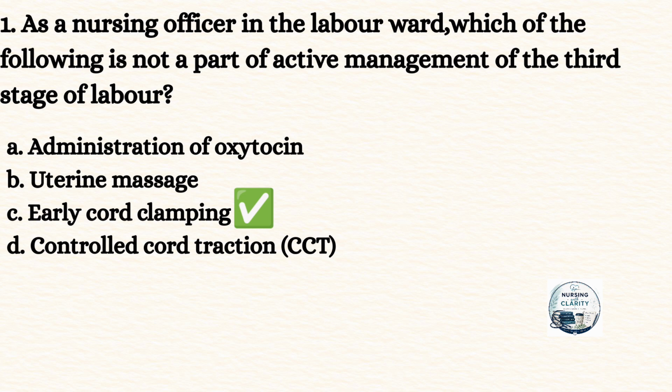Controlled cord traction to assist in placental expulsion. Uterine massage after placental delivery to maintain uterine tone and prevent excessive bleeding. A delayed cord clamping is recommended by WHO to improve neonatal outcomes, including better iron stores and reduced risk of anemia. Early cord clamping is not a standard part of active management of third stage of labor and is discouraged unless medically indicated.